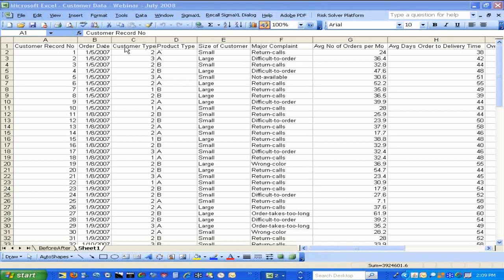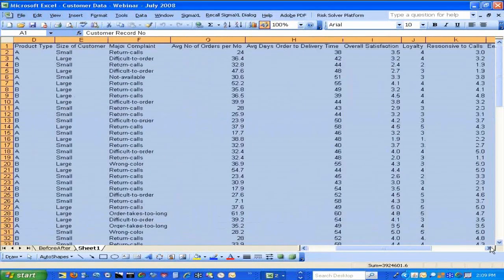Just to quickly go through this, we have customer type, we have product type, we have size of the customer, small, large. We've tracked major complaint, average number of orders per month, average days order to delivery time, and overall satisfaction is actually the primary Y metric of interest. That's what we're trying to understand, the relationship between overall satisfaction and the various X factors. These are survey results on a scale of 1 to 5, where 5 is extremely satisfied and a 1 is very dissatisfied. These are non-integer values. There was some averaging that went into these numbers.